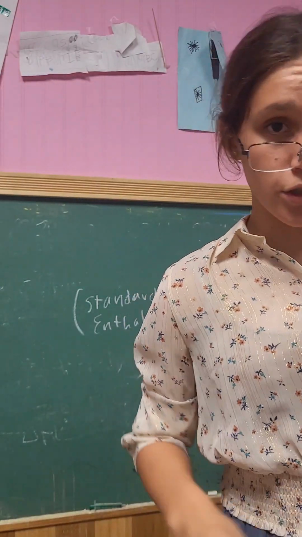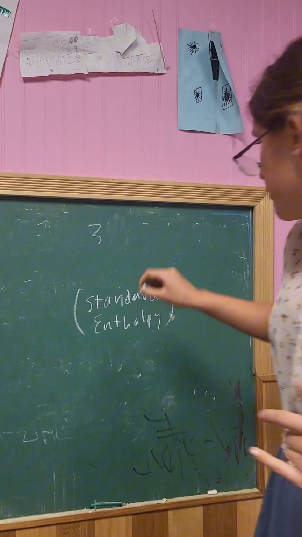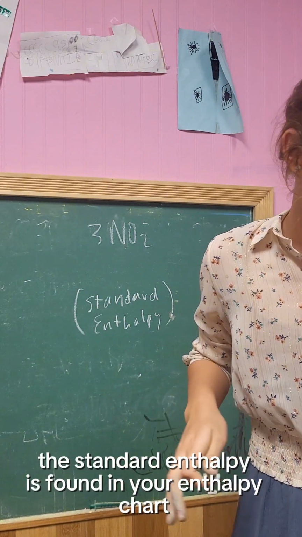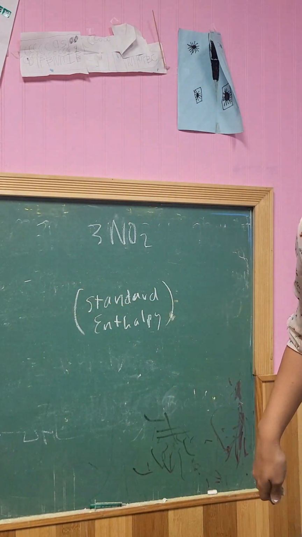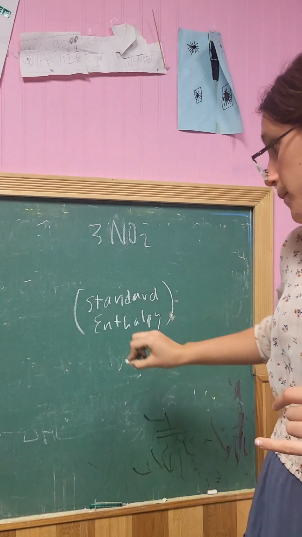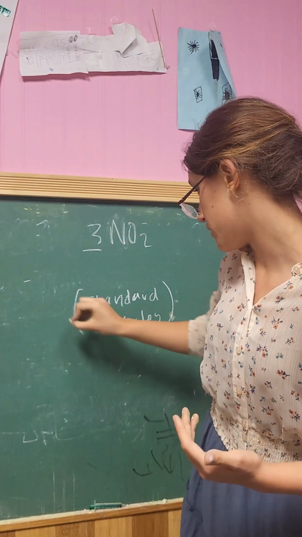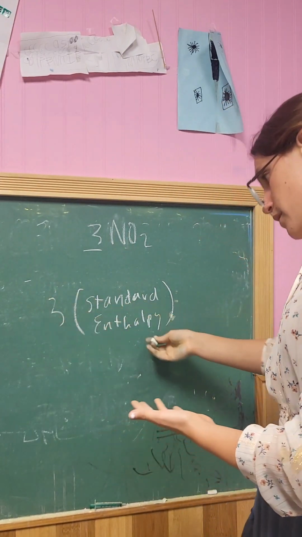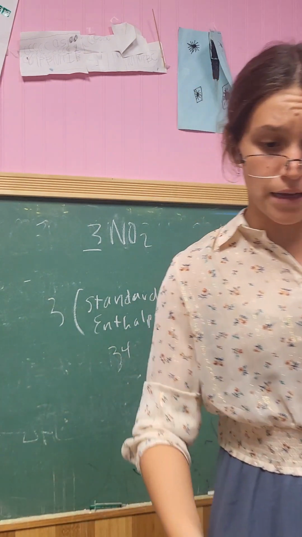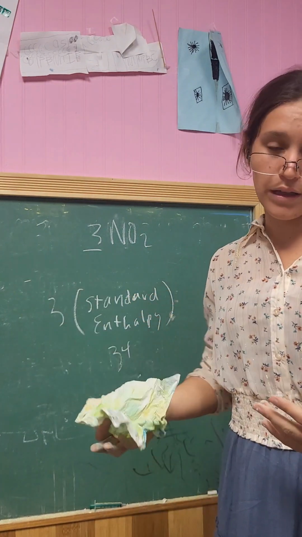All right, one thing to know with your coefficients. So say NO2. You're going to take the standard enthalpy. For NO2, the standard enthalpy is 34, so you're going to plug in 34. Now you're going to multiply the number of moles you have by your standard enthalpy. So it would be 3 times 34. That would calculate your total enthalpy.